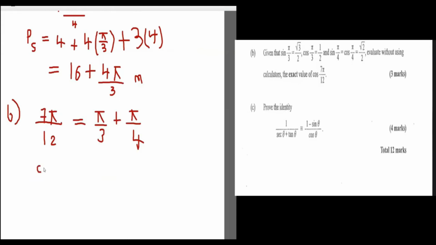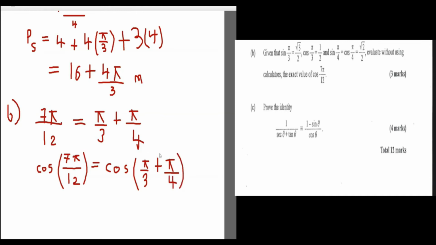So therefore, now you see what I'm getting at, the cos of 7 pi by 12 is going to be equal to the cos of pi by 3 plus pi by 4. That's all they're doing. Cos of 7 pi by 12 is the cos of pi by 3 plus pi by 4. Nice and easy.